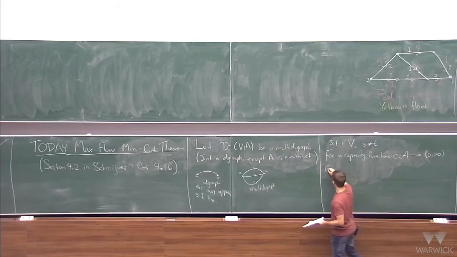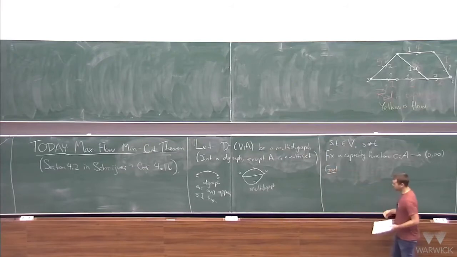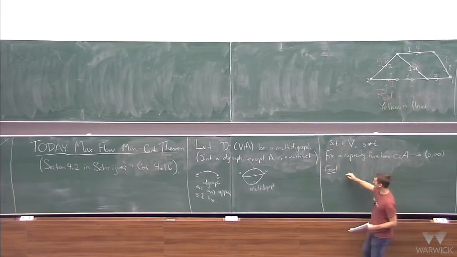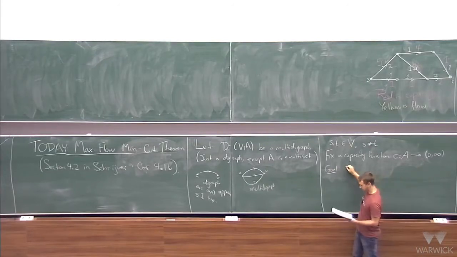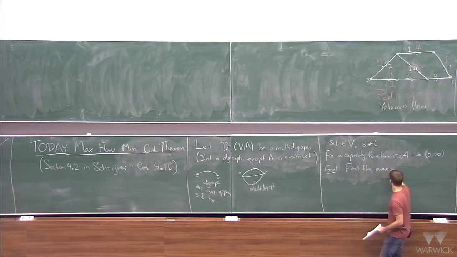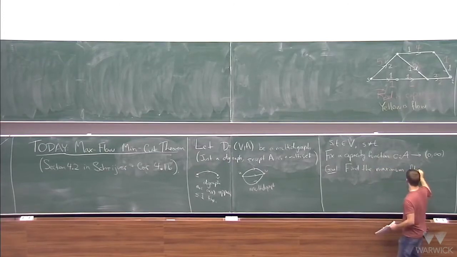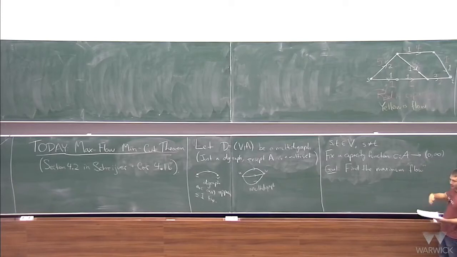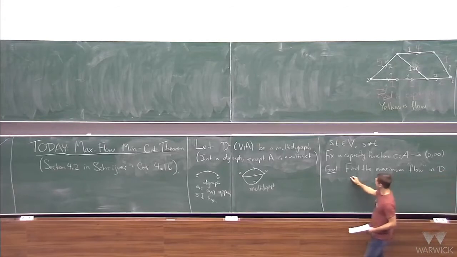And so our goal today, I'll state this informally and then make it clear exactly what I mean, is to find the "maximum flow" in the digraph D, subject to the capacity function. I'm putting it in quotations for now, but I'll tell you what a flow is in a second.